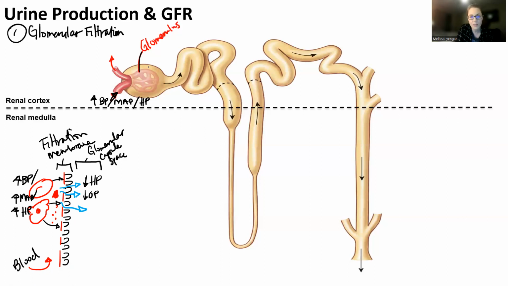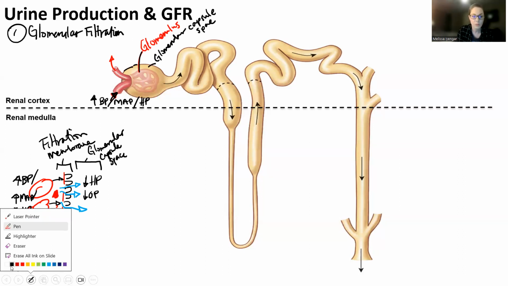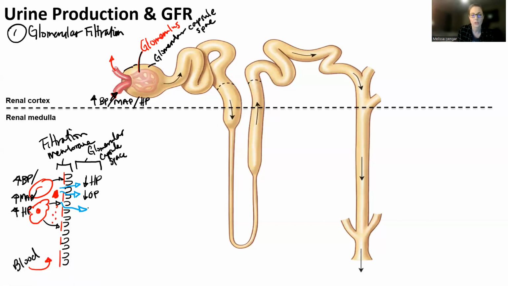Okay, that's what this area is. Remember, we have our parietal layer on the outside, and then our visceral layer is the podocyte layer. So that's our glomerular capsule space. Okay. So things that are going to move out of blood is something that you want to understand.